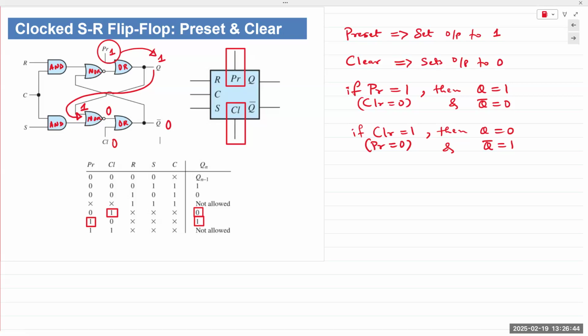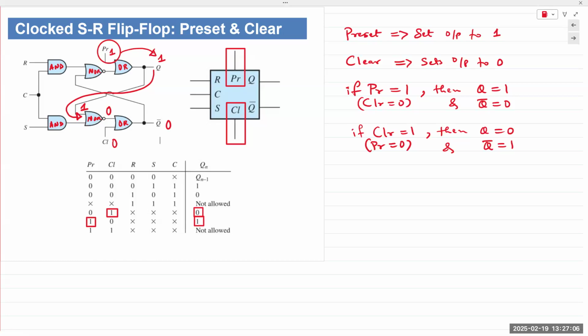Did the sequence make sense? Yes. What's the benefit? I'm just trying to understand. So the larger picture, the question you asked is, why are we doing all of this? Preset and clear. So there are many implementations. One example of where this can be applied is when we implement a counter circuit.